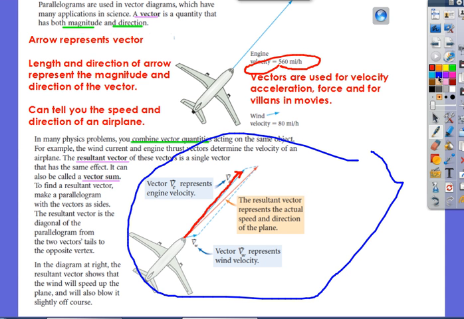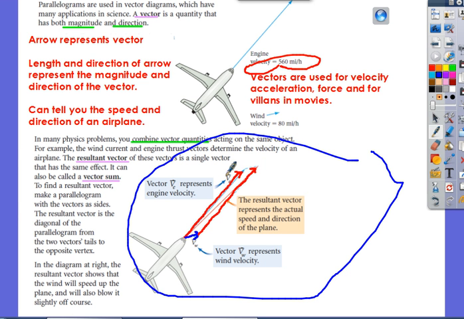Then you have the wind. And the wind current brings it 80 miles an hour in this direction. And the way you'd find which way the plane would actually travel, based on the engine and the direction the pilot's taking it, and the wind and its speed and direction, is to draw a parallelogram.